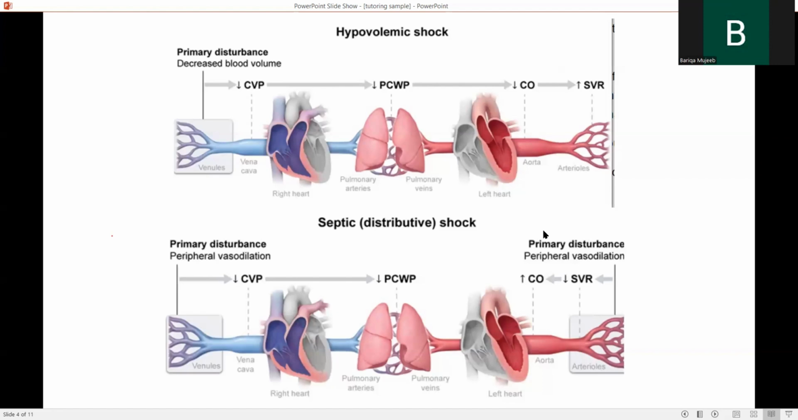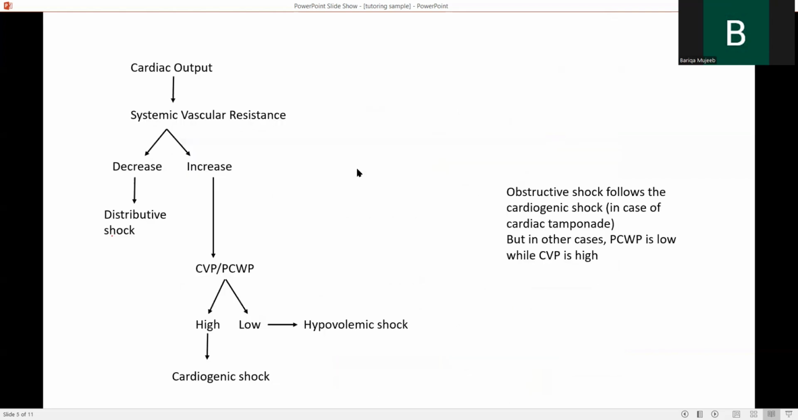I know that sounds overwhelming, but you need to understand the core concepts. What is the primary disturbance and how does it affect everything? While answering the question, this is the map that you should keep in mind. First, look at the cardiac output. If it is decreased, then you know that we are considering shock, and the patient is in some sort of shock. How will you differentiate between the shocks? By looking at systemic vascular resistance, whether it has decreased or increased. If it is decreased, it is distributive shock due to peripheral vasodilation.